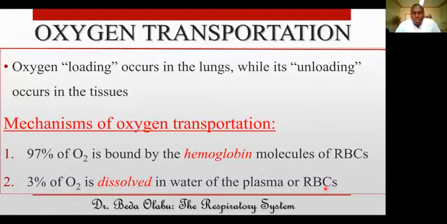I repeated that because I want to ask you a question. The question is this: what percentage of oxygen in the blood is carried by red blood cells? Okay, you can do it in form of a chart. Just write the percentage of oxygen in blood that is carried by red blood cells.